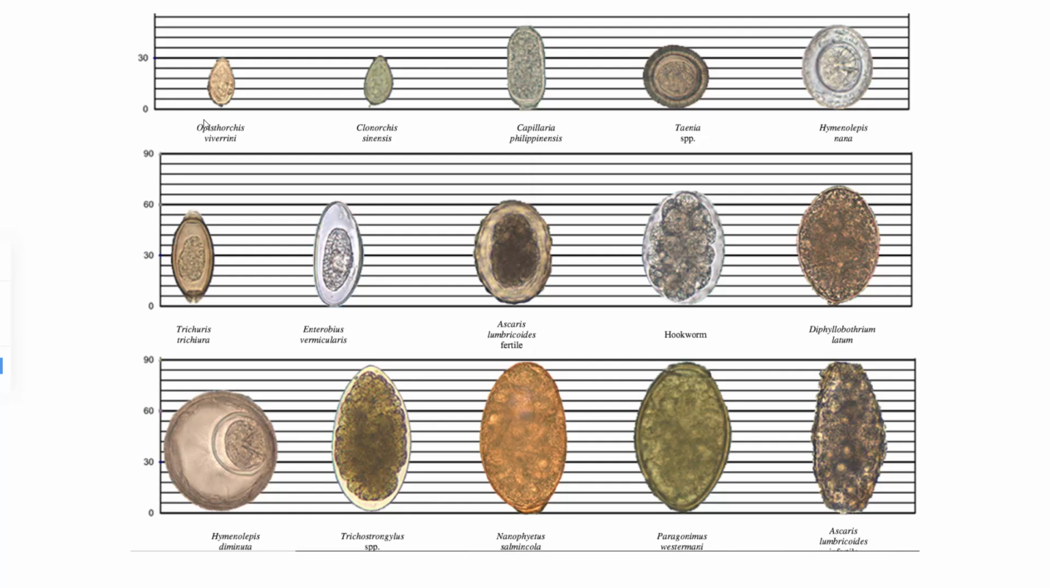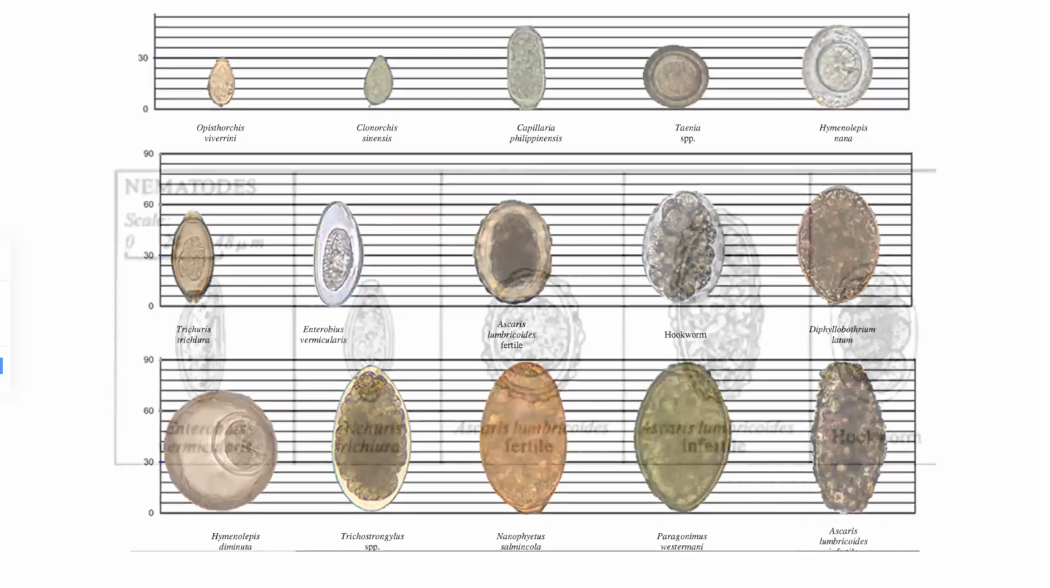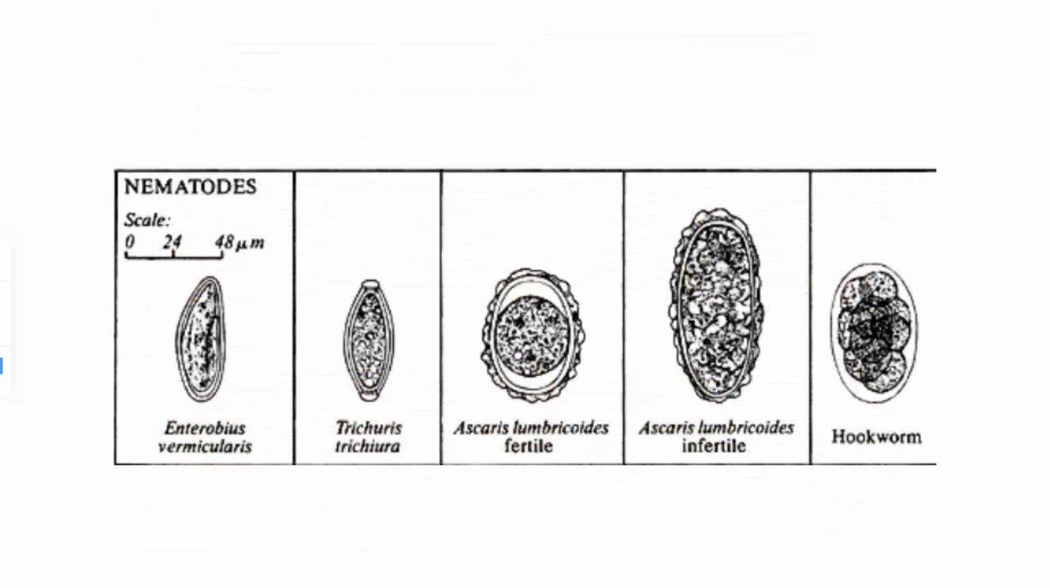previously, but this is a really good differentiating chart that shows you the different eggs of many of the different species that we talked about, and a few that we didn't talk about. And here's another differentiating chart.